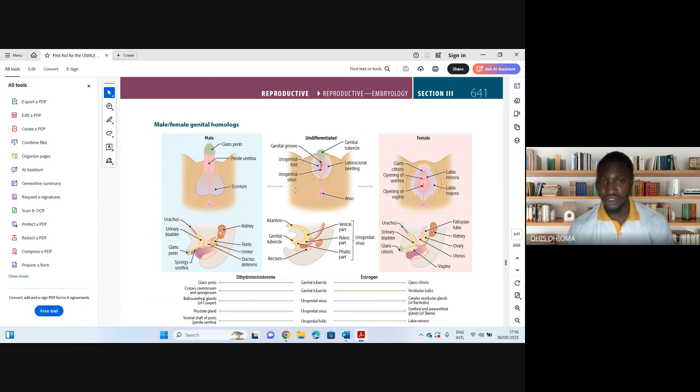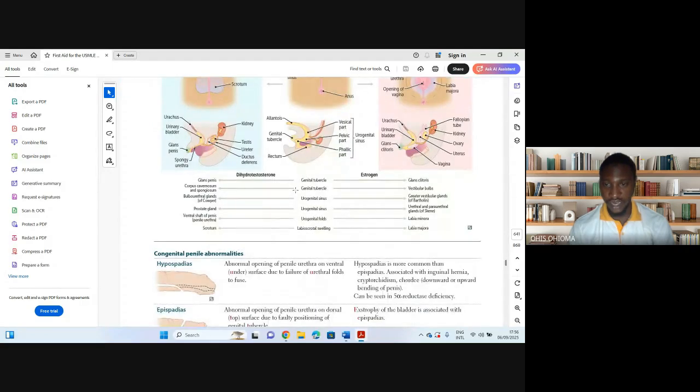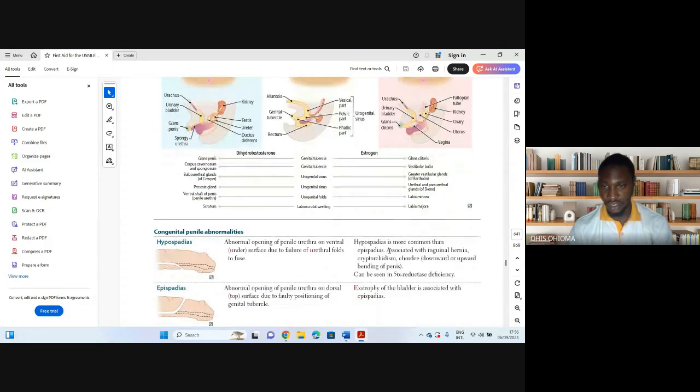And you need to know the associations, right? The associations with these things are also very high yield. You need to know these associations, very important. This is also very high yield for the exam. Exstrophy of the bladder is very common with epispadias. You need to know that for the exam, very high yield.